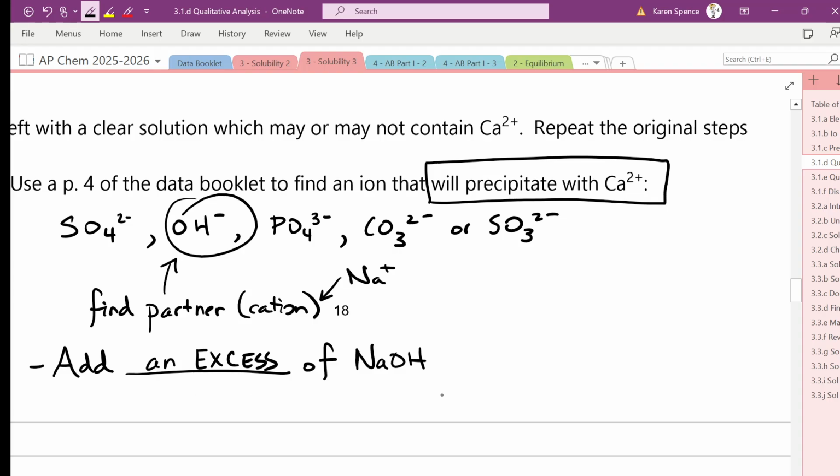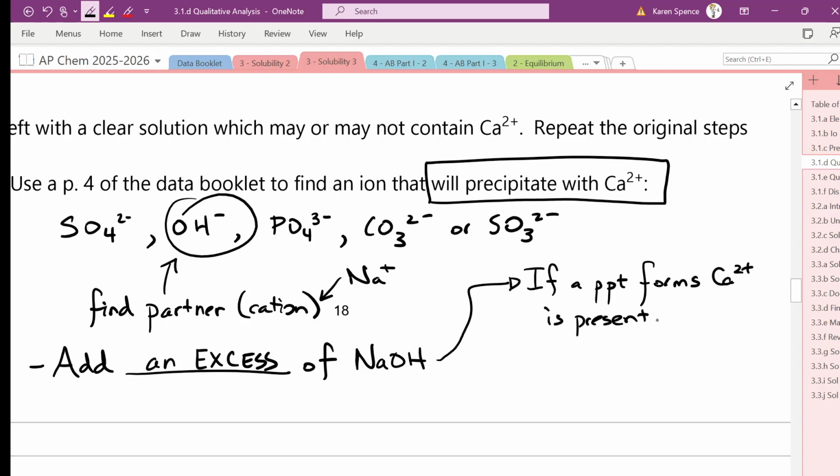After we've added an excess of NaOH, what would we write? We would write a statement, and that statement says if a precipitate forms, Ca2+ is present. If no precipitate forms, no Ca2+ present.